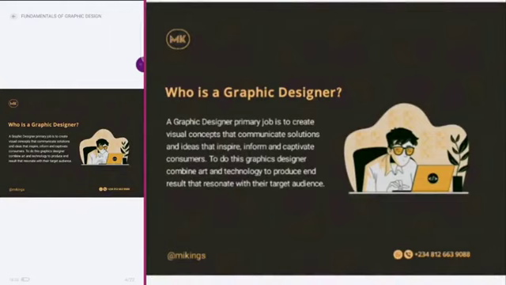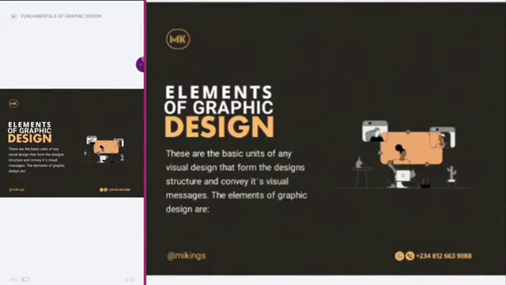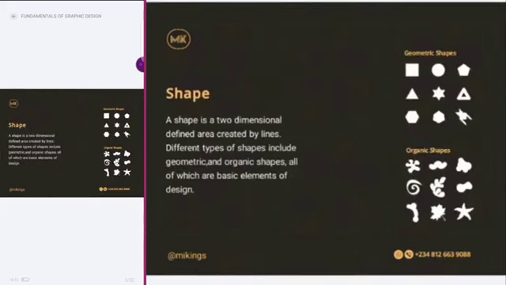Now we've talked about graphic design, so who is a designer? His primary job is to create visual concepts that communicate solutions and ideas that inspire. That is who a graphic designer is. So now, the elements of design. We have line, shape, texture, form, color, and typography.